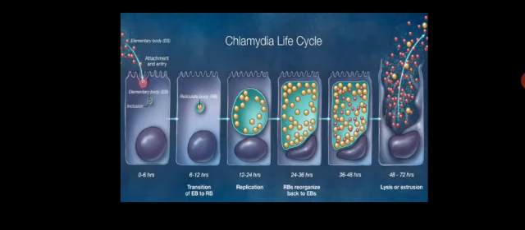The elementary body enters the cell via phagocytosis, escapes from the phagosome and then makes an inclusion body, and the reticulate body replicates and then transforms into elementary bodies again at 24 to 36 hours. At 36 to 48 hours they rupture or lyse the host cell and release the new elementary bodies, which then cause infection or affect other cells. This is the Chlamydia life cycle.